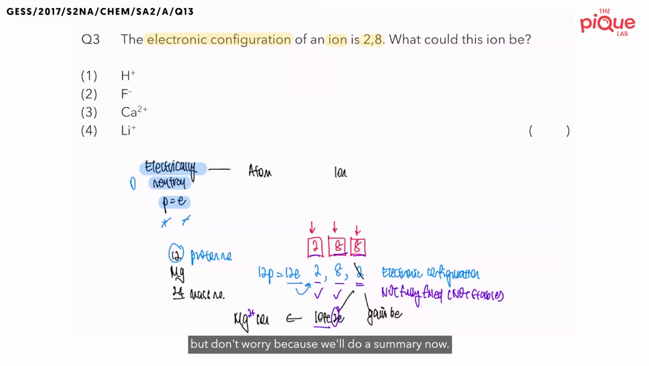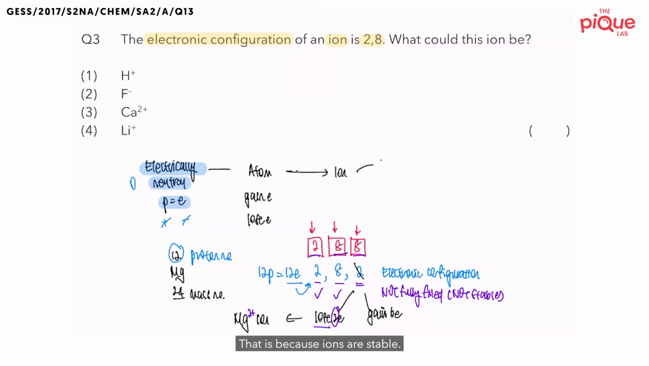do a summary now. We know that the atoms can either gain electrons or lose electrons to become ions. Why do they want to become ions? That is because ions are stable. In other words, all the ions will have fully filled electron shells. But how am I supposed to remember if an atom that has gained electron should become a positive or a negative ion? Well, I like to think of electrons as homework.